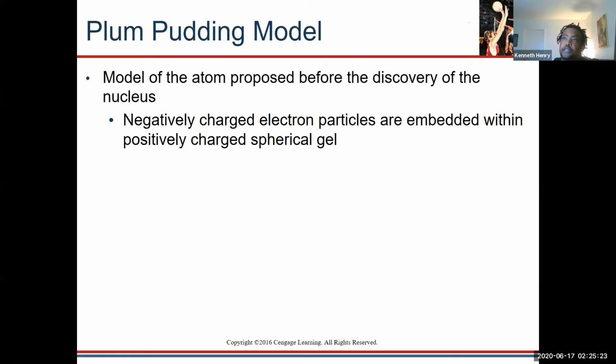So they call this the plum pudding model, and it's actually named after a guy named Pudding, right? And they just kind of, I guess, mess with them a little bit. Plum pudding.